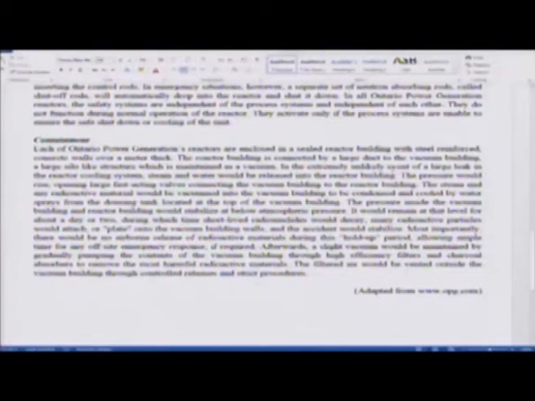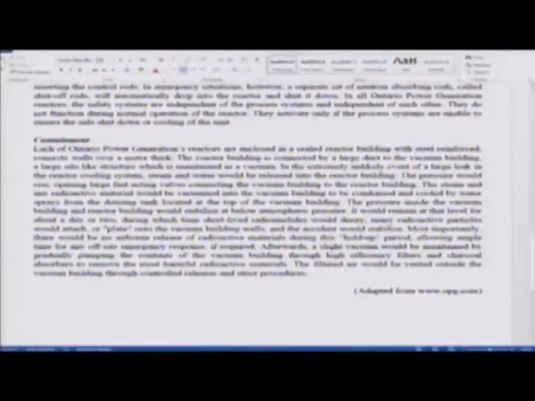In the extremely unlikely event of a large leak, now it explains the process. In the reactor cooling system, steam and water would be released into the reactor building. So, this is step 1. The pressure would rise, opening large fast acting valves connecting the vacuum building to the reactor building. So, this is step 2. The steam and any radioactive material would be vacuumed into the vacuum building.